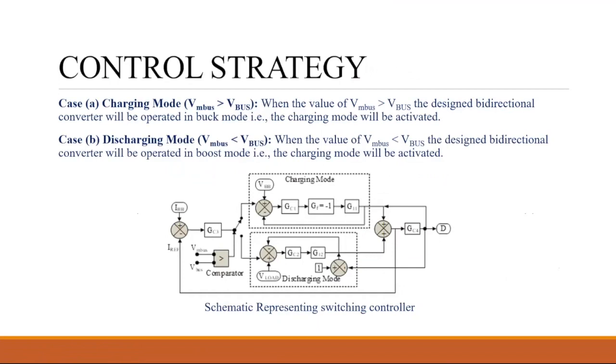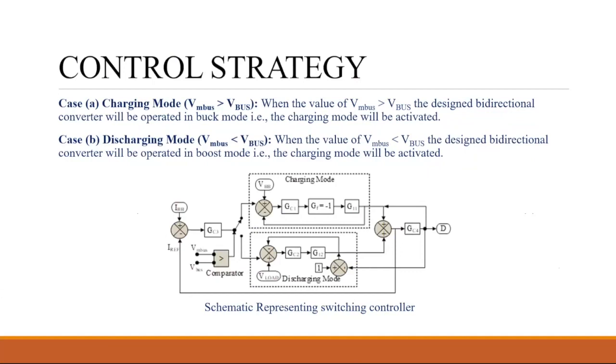During boost, what will happen? During discharging, the battery has to discharge. It has to provide power to the main grid. So 340 is the voltage, and it will boost it up to 380. So during discharging, the system is acting as a boost converter. There's a boost operation. So look, in this control strategy, there is a charging strategy and a discharging strategy.